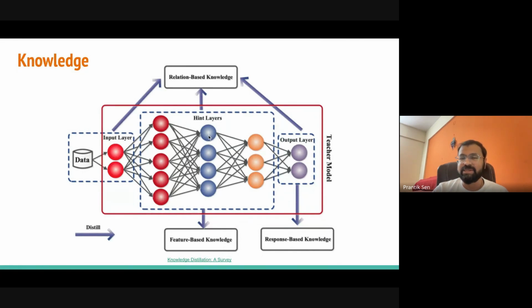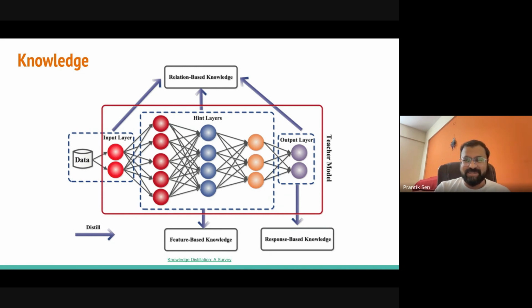Here, hint layers are nothing but the intermediate layers, and the activations are the features. If we can learn something from these feature maps and pass it on to the student, that is feature-based knowledge transfer. Relation-based knowledge transfer is nothing but the correlation between the input and output. You have something as input going into this layer, and something as output coming out of it. If you can capture the correlation, you know what this layer as a whole is doing. If you can pass that information to the student, that is relation based knowledge transfer.